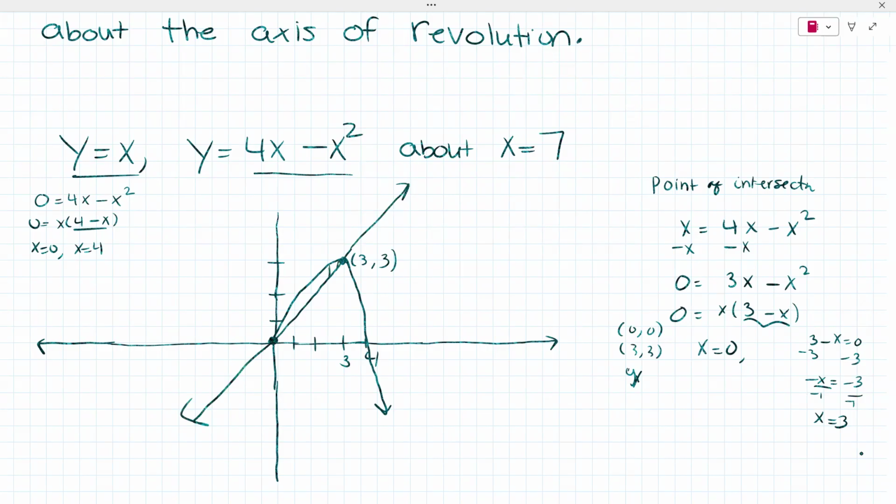Okay, so this is the shaded area. You want to find this area right here. And then our solid is revolving around the axis x equals 7. Our slice would look vertical like this. So what would be our radius? It would be this distance, and then this is our height right here.